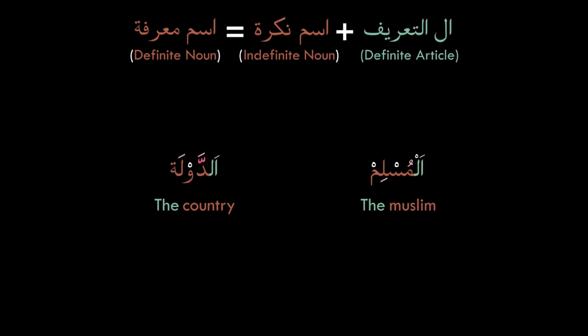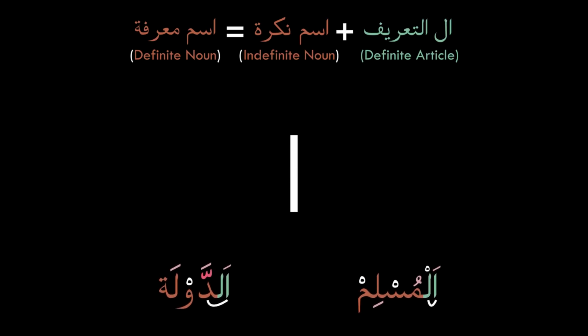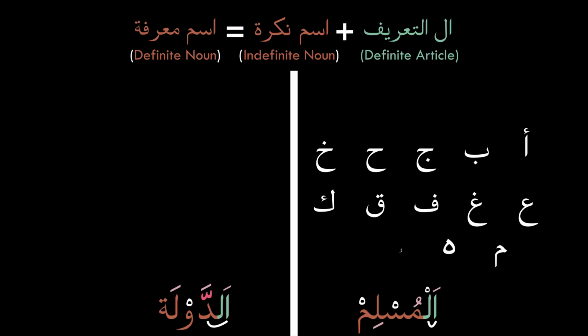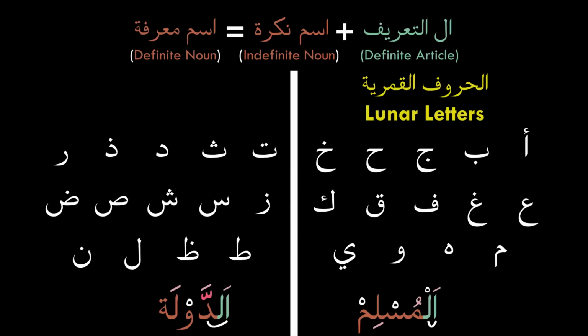But if you notice the examples that I gave you, al-Muslim and ad-dawla, in the first noun we pronounced the full al, but in the second one we pronounced only the alif of al, and we skipped the lam. We can divide Arabic letters into two parts. The first part are those where we pronounce the whole al that is prefixed with them. We call them lunar letters, al-huruf al-qamariyah. And the second are those where we do not pronounce the lam of al that is prefixed with them. We call them solar letters, al-huruf al-shamsiyah.